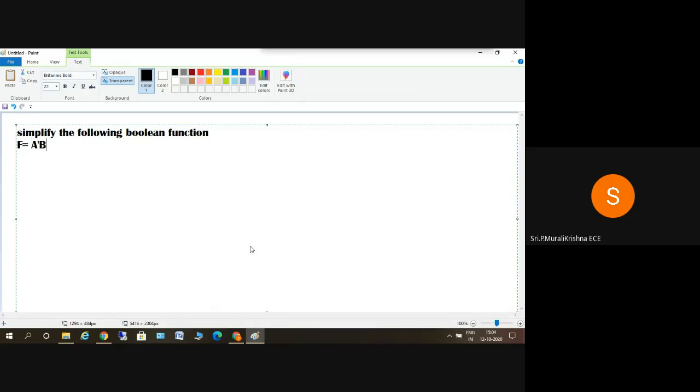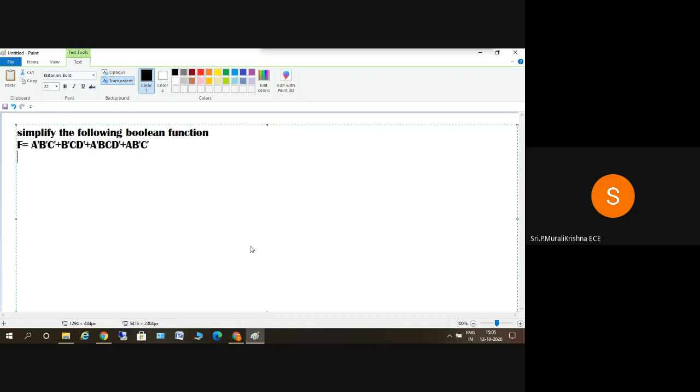So A bar B bar C bar plus B bar C D bar plus A bar B C B bar plus A B bar C bar. In this expression we have 4 literals, so 4 variables. So we have to use a 4 variable Kmap, okay?